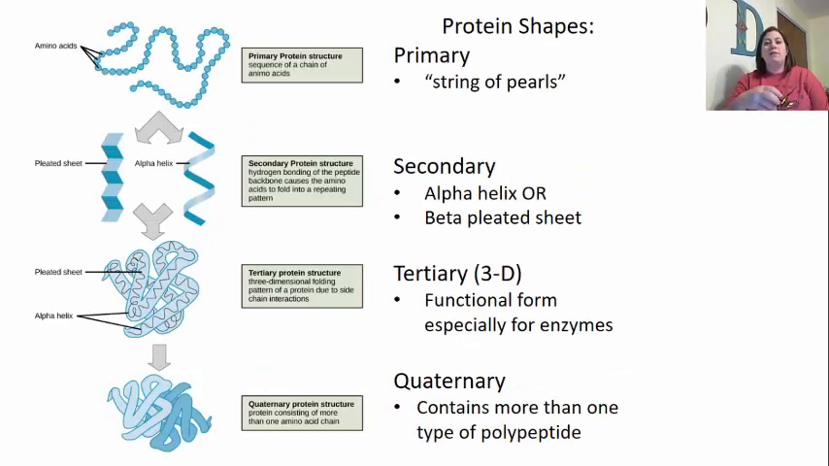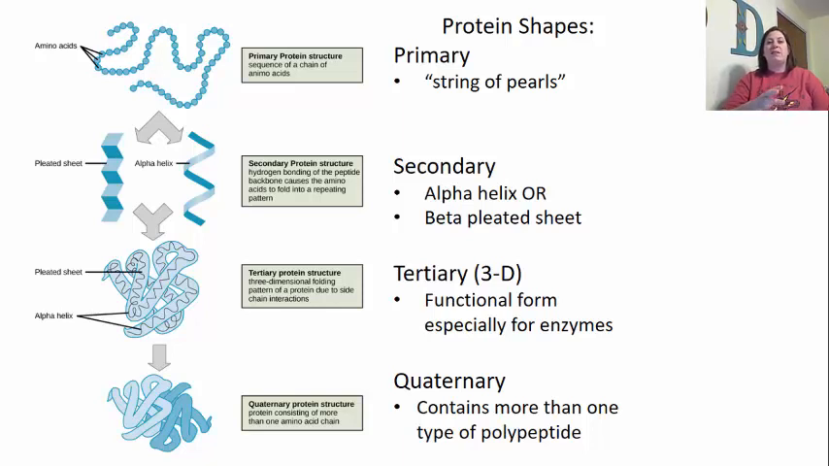It has to go through a series of steps. The primary shape is seen here. It looks like a string of pearls. This is going to be that polypeptide chain. Once we have that string of pearls, we see that it's going to go into the secondary stage. In the secondary stage, it's going to create alpha helixes, so it's going to be more of a spiral, or it's going to be a beta pleated sheet.